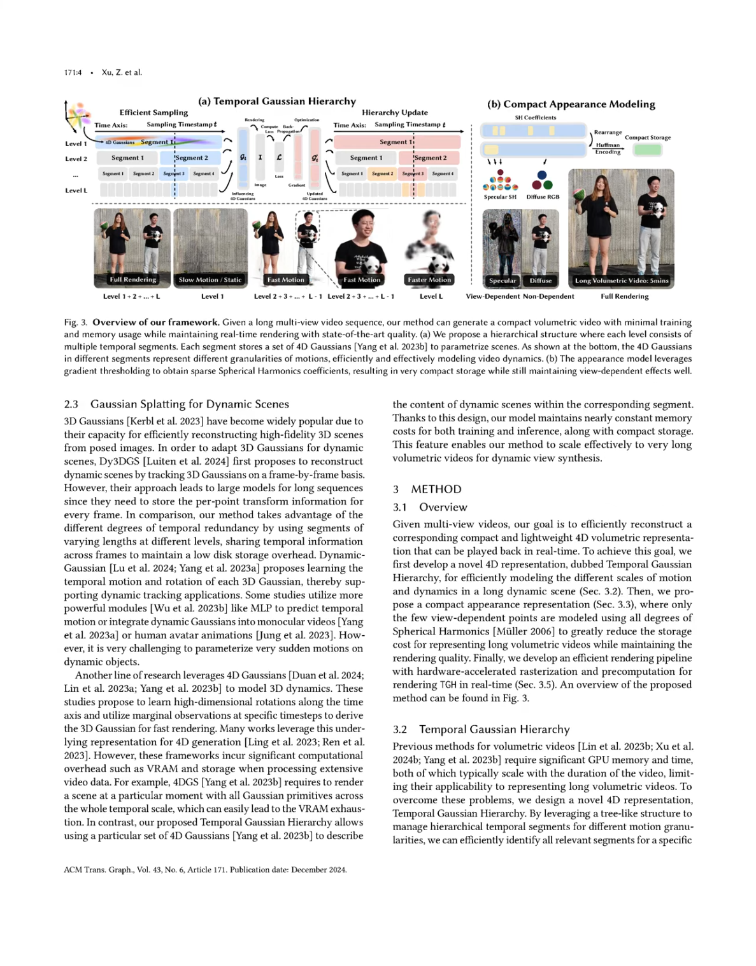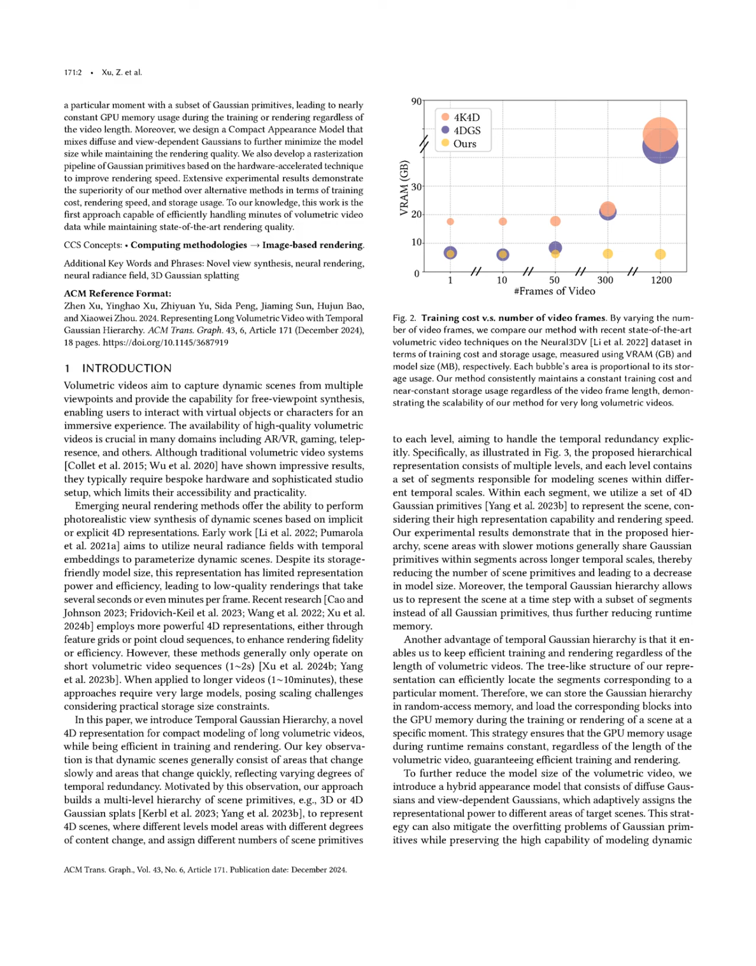The temporal Gaussian hierarchy addresses these limitations by employing a tree-like structure that organizes temporal segments of varying lengths, allowing for efficient identification of relevant segments for specific timestamps. This hierarchical approach reduces the number of 4D Gaussians needed for rendering, thus minimizing memory usage and ensuring constant GPU memory requirements regardless of video length.